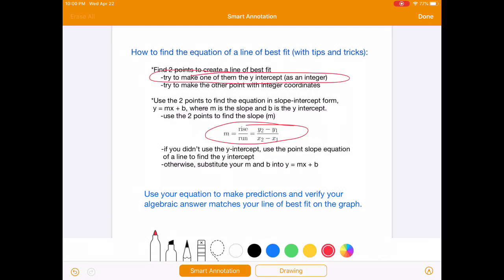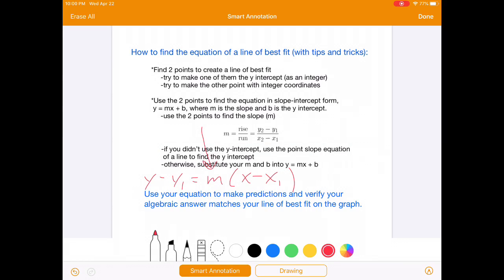If you didn't do that, then you're going to have to go ahead and use the point-slope form for the equation. So y minus y1 equals m. I ran out of room. Let me try this again. y minus y1 equals m times x minus x1. And you would substitute whatever slope you got in for m and pick one of the points that you used for your x1, y1 and just go ahead and simplify that so you have your equation in slope-intercept form.